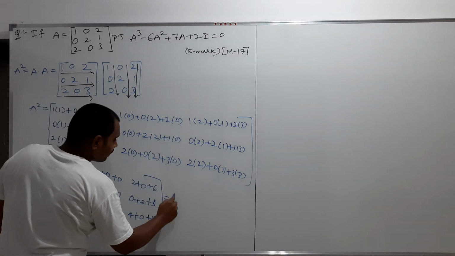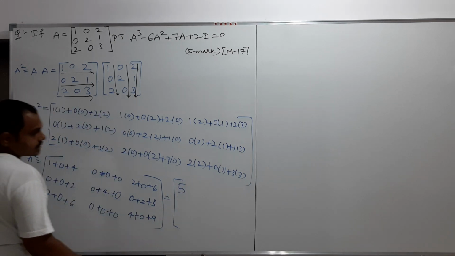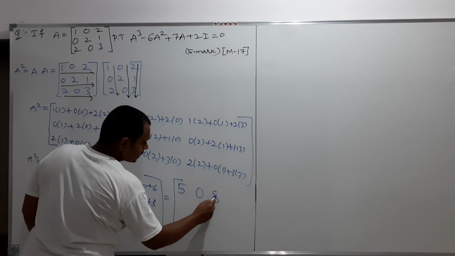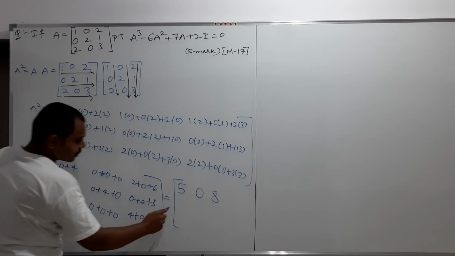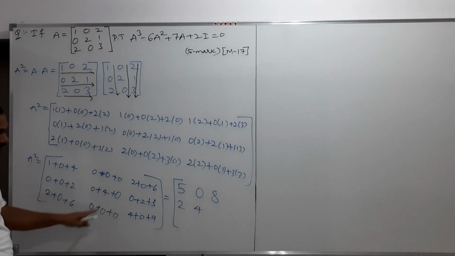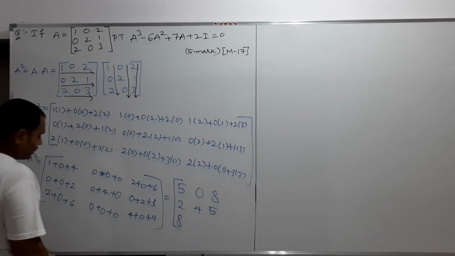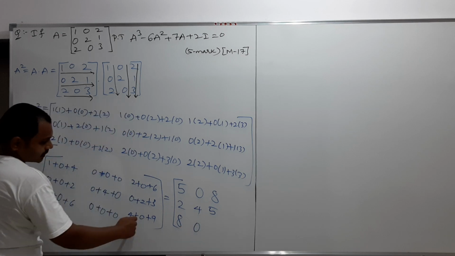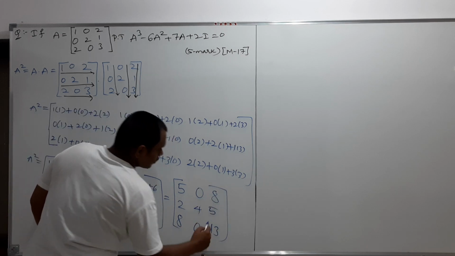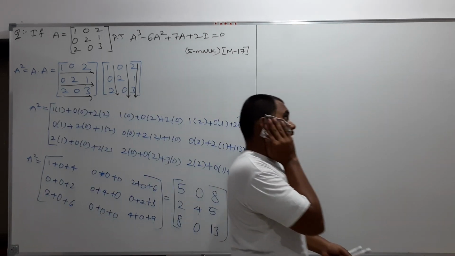Now further simplify this. You will get 4 plus 1, my dear students, it is 5, next it's 0. Next it's 8. 0 plus 0, 0 plus 2 is 2. 4 here is 0 plus 4, 0 plus 4 plus 0, 4. 2 plus 3 is 5. Next, 6 plus 2 is 8. Next, here it is 0. Next, 9 plus 4 is 13. So this is your A square value, the matrix 5 0 8, 2 4 5, 8 0 13.